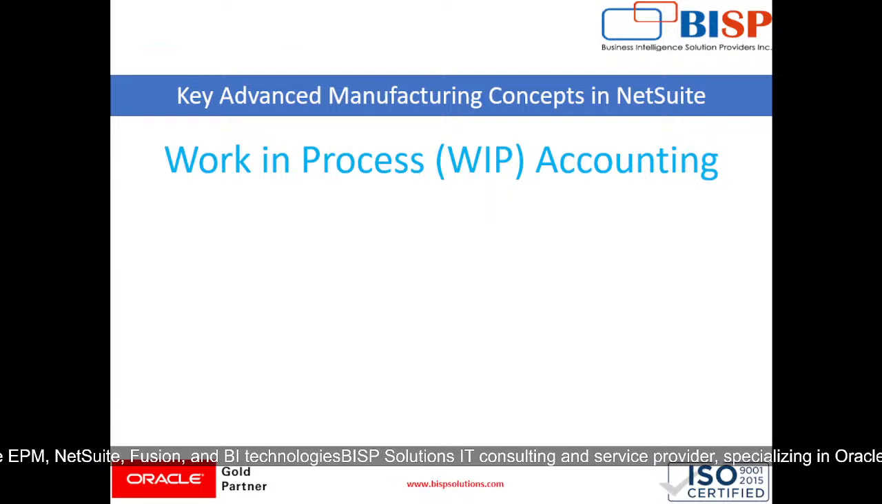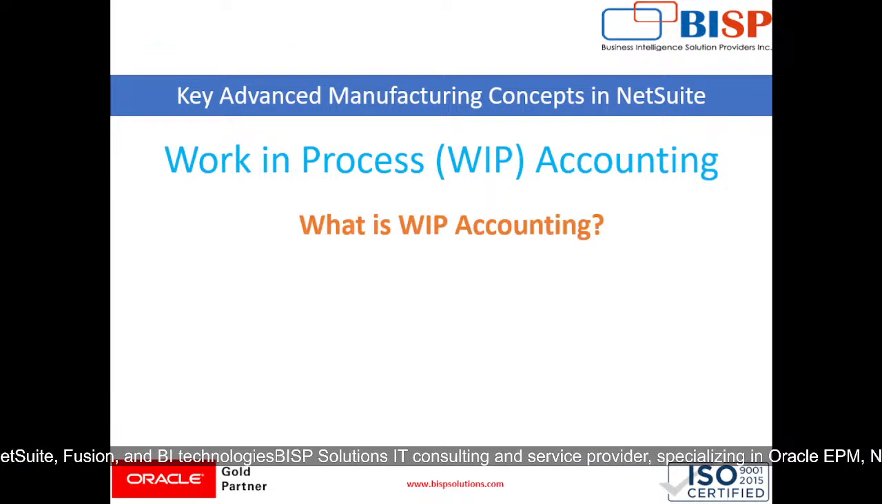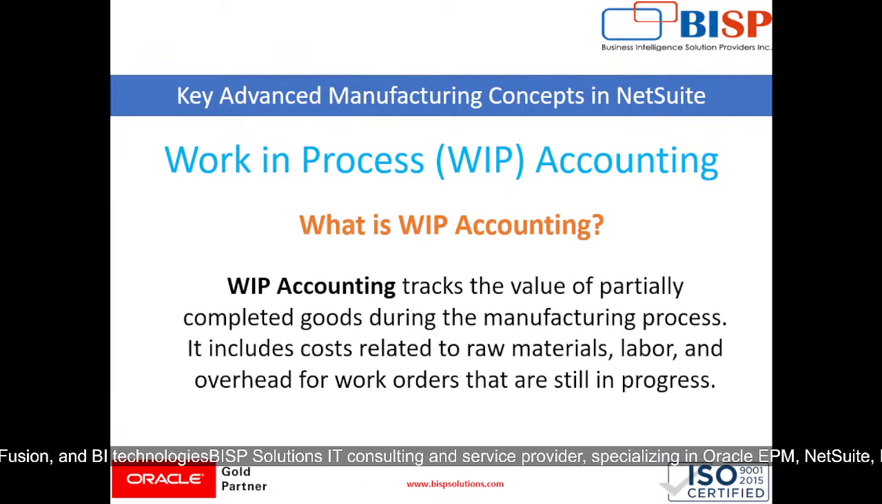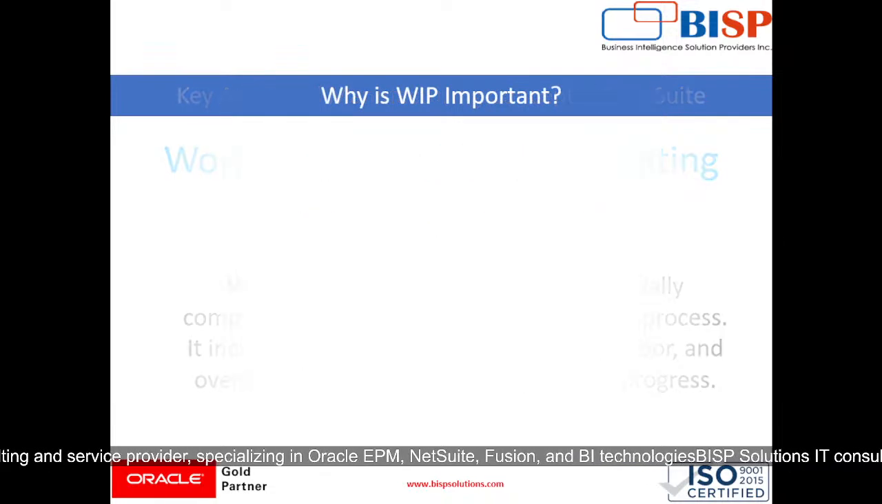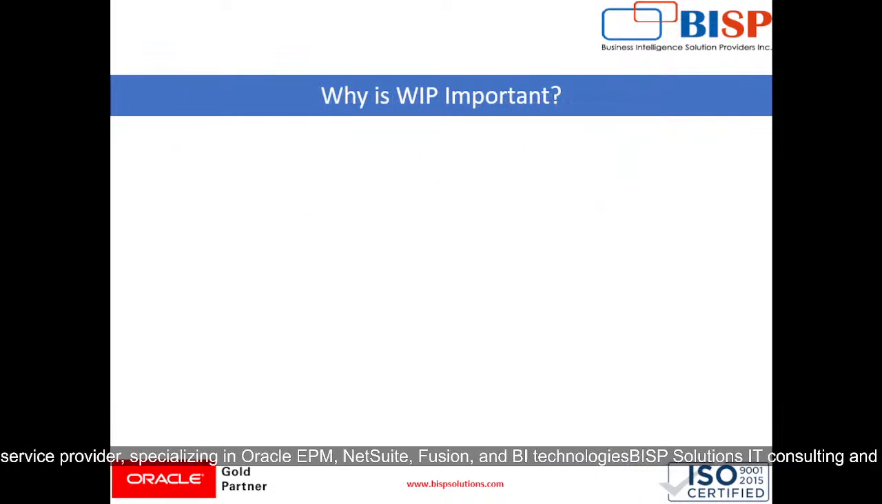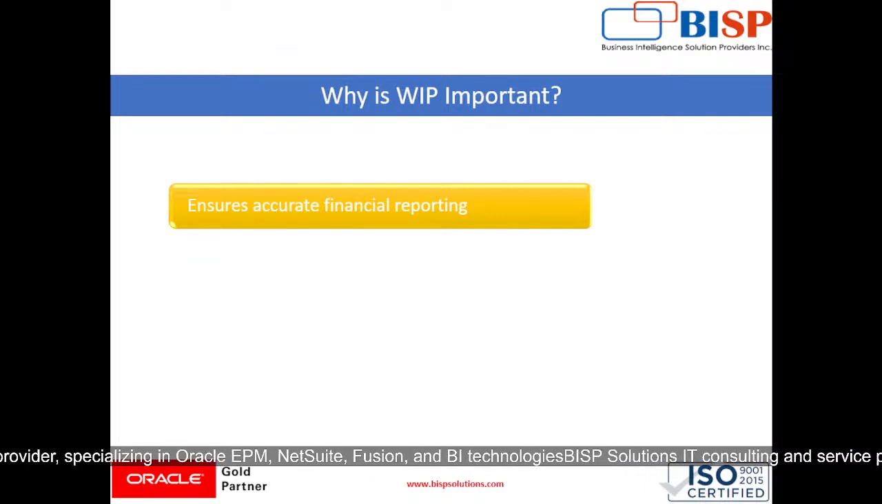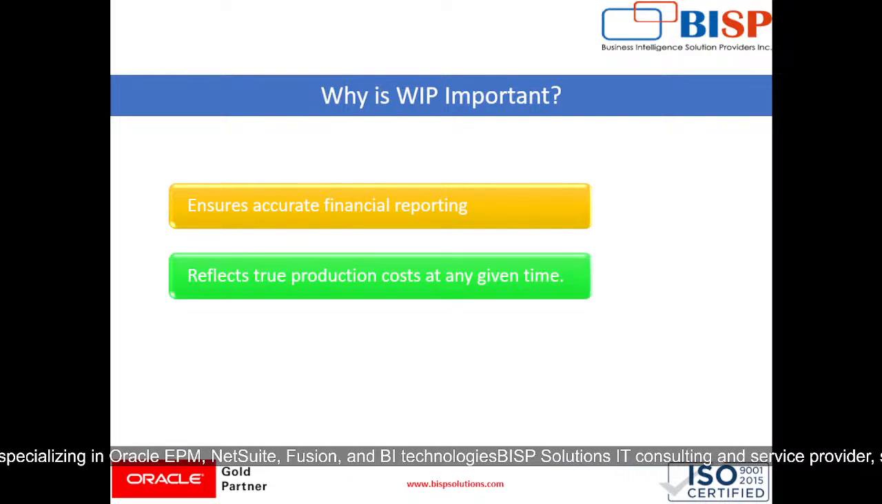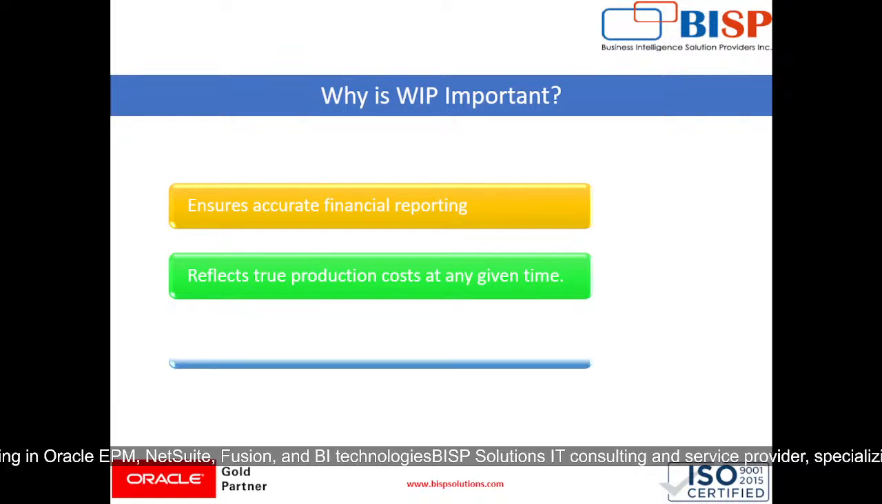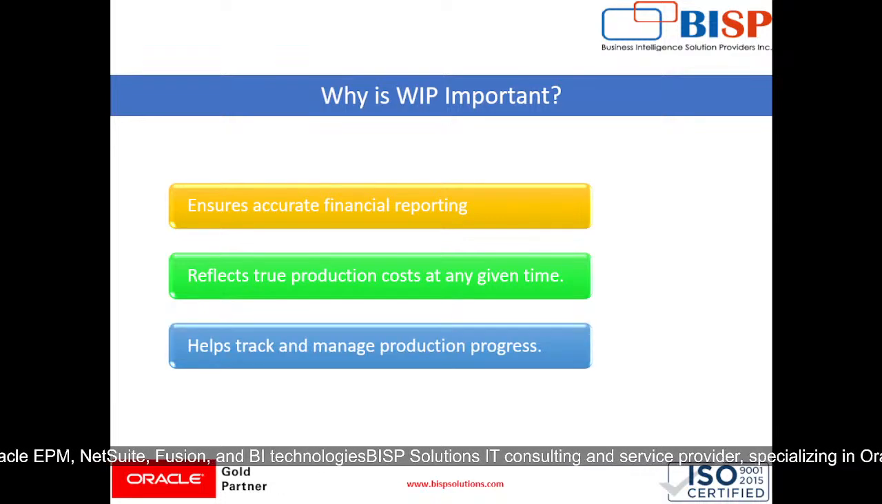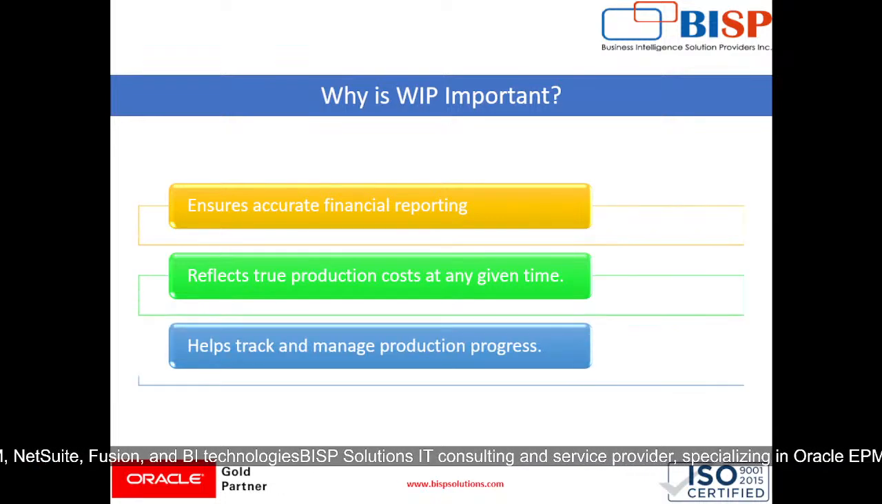First is work in process accounting. What is WIP accounting? It tracks the value of partially completed goods during the manufacturing process. Also, it includes costs related to raw materials, labor, and overhead for work orders that are still in progress. So why is WIP important? Because it ensures accurate financial reporting, reflects true production cost at any given time, and helps track and manage production progress also.